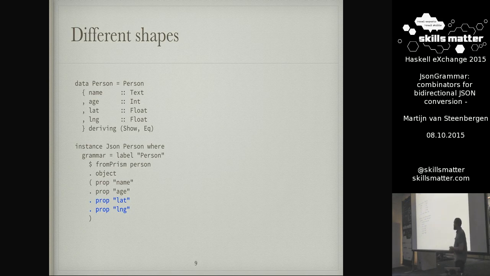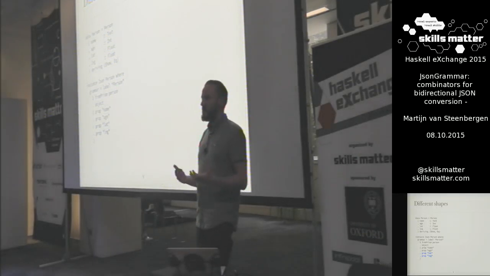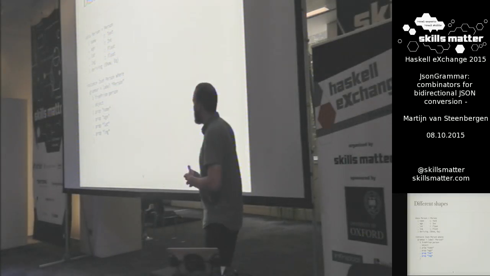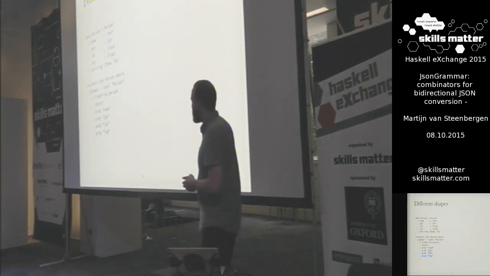So the last thing I want to highlight is that JsonGrammar doesn't make any assumptions at all about the shape of your JSON or the shape of your Haskell data types. So they can be completely different, and you still want to serialize and parse them, right? So they should be somewhat similar, but they don't have to have exactly the same shape. So for example, here I've extended the person data type with 2 extra fields, lat and long, and I'll show you 2 different ways of serializing them or parsing them from and to JSON.